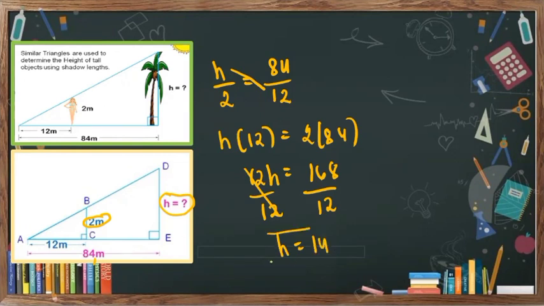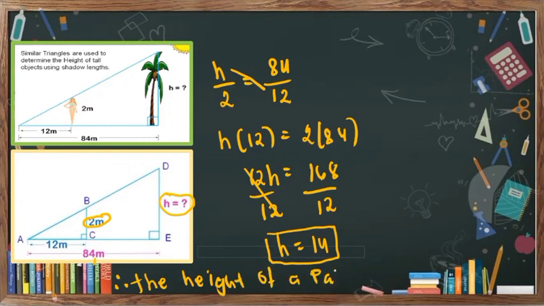So after we solve that, we have to create a therefore statement. Therefore, the height of the palm tree is 14 meters. Don't forget to write the unit.